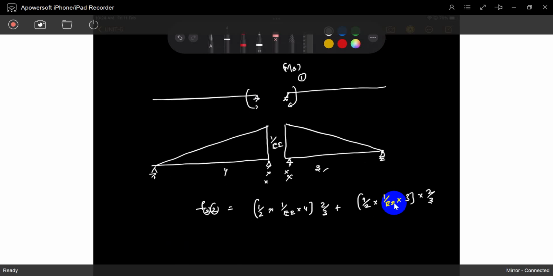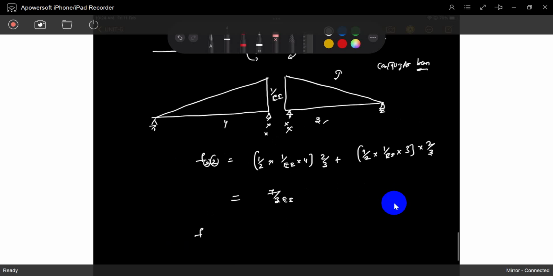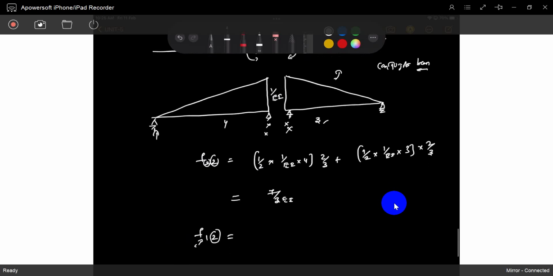Shear: if you find the shear, it will give us the slope. This is the conjugate beam method. You already know conjugate beam. What is this value? This value is 7 by 3a. And also, at the 2 direction we apply unit force. What is the 1? Same 1 by 2, 1 by a and 4, it's 1 by 3. It will come to 2 by 3a.